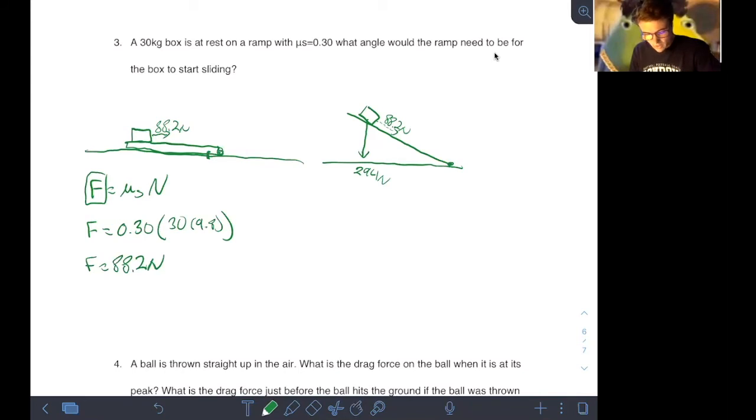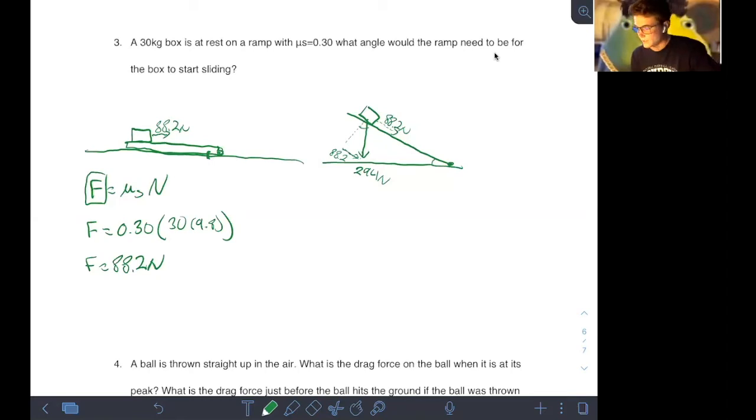294 newtons. Cool. So how do we find this angle right here? Well, if I break up my force due to gravity into its x and y vectors, I can go like this. And then this x vector down here is going to be the same as that, so I can just pull that 88.2. This angle right here is going to be the same as that angle, right? So we can just use our trigonometry, because we know the hypotenuse, we know the opposite.